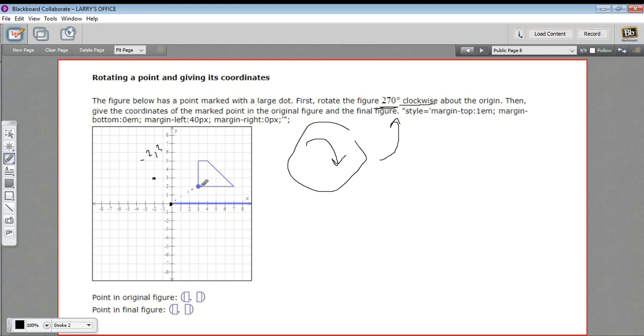So first, we get 2, -3. And this side points down this way. So what is that, 4 units? And then this side is going to be pointing this way, so that's 3 units, and 1 unit there, like that. So that is after it's been rotated 90 degrees.